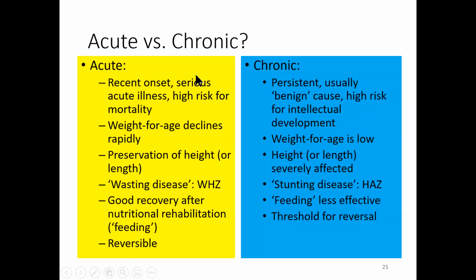So what about the chronic one? The chronic comes from a persistent problem, which has the potential of affecting the intellectual development of these kids. So their weight for age is low and their height is severely affected. When you plot, you see the height is very low. It tells you how chronic the child is. They are also very stunted. Feeding for this one is also less effective, so they are unlikely to reverse the problem.